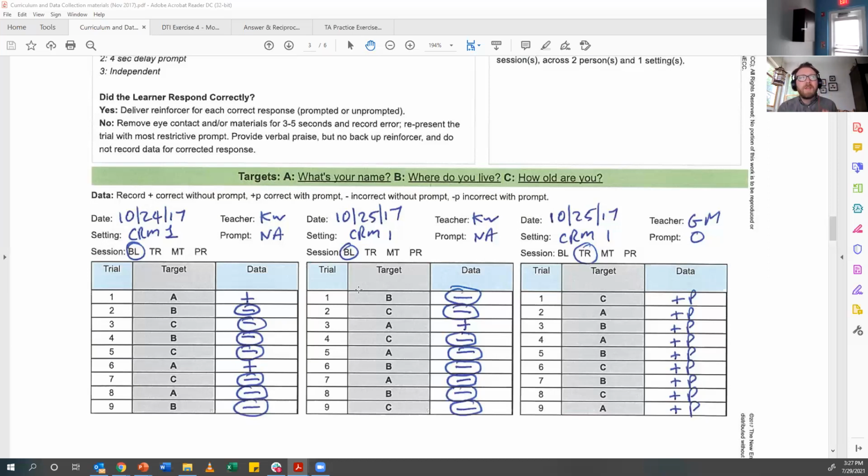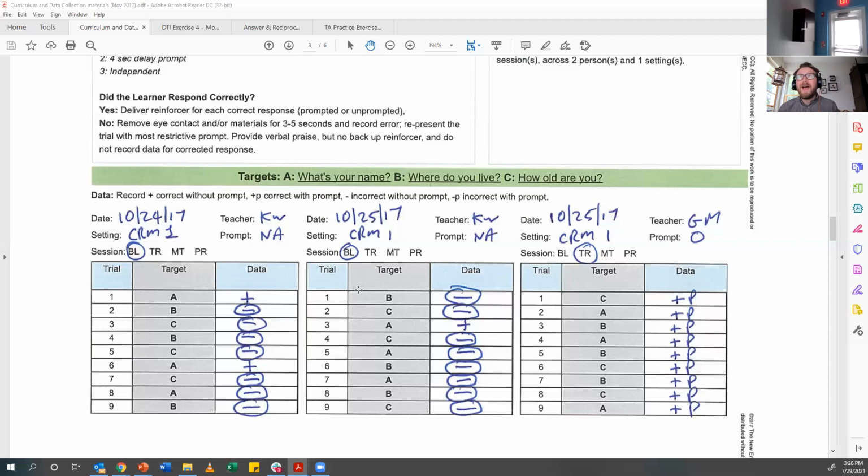Now, the first data block that you're seeing here on the left-hand side is a baseline data block, okay? This baseline session was conducted on October 24th, by teacher KW in classroom 1, that's CRM, excuse my awful handwriting, okay? The prompt type is listed as NA, because this is a baseline session. We're not prompting in baseline. We are assessing to see if the student can answer these 3 questions consistently.